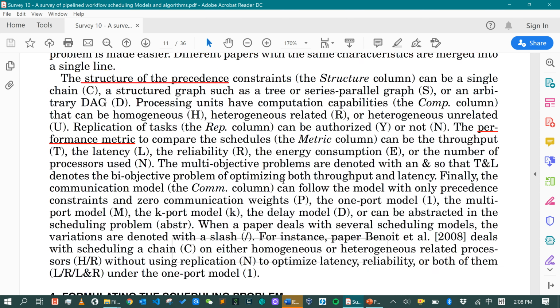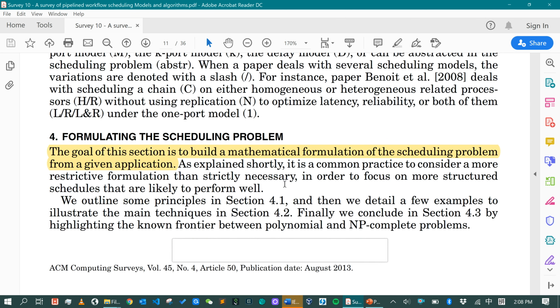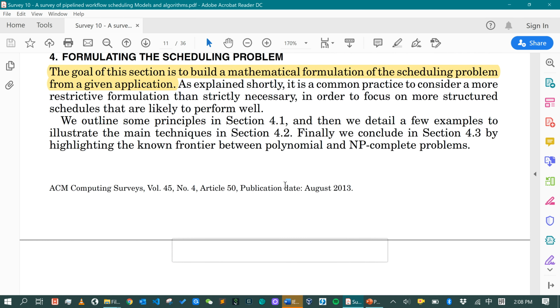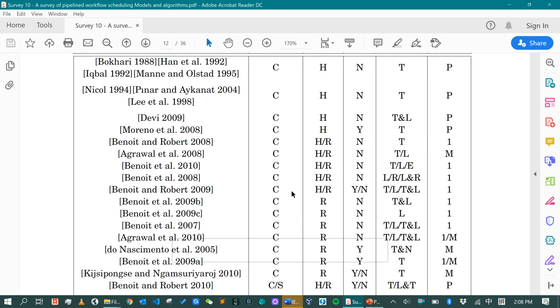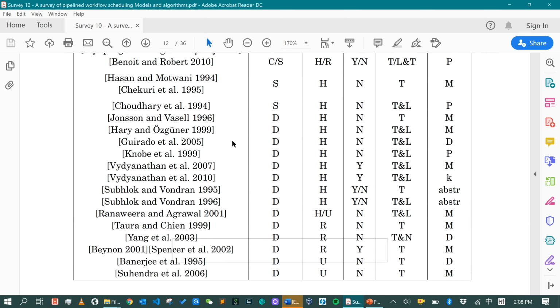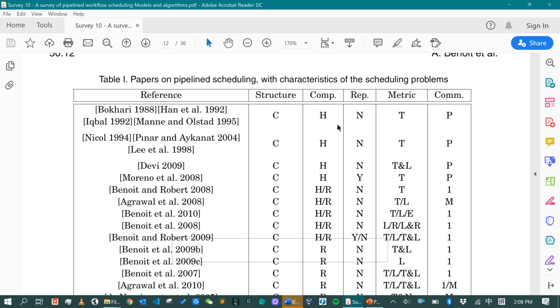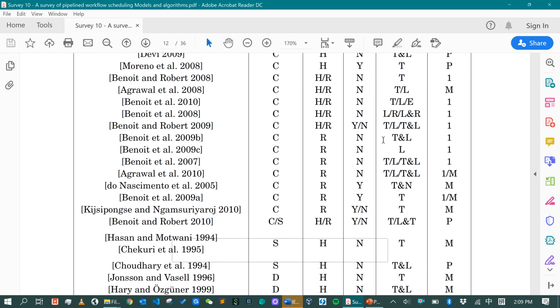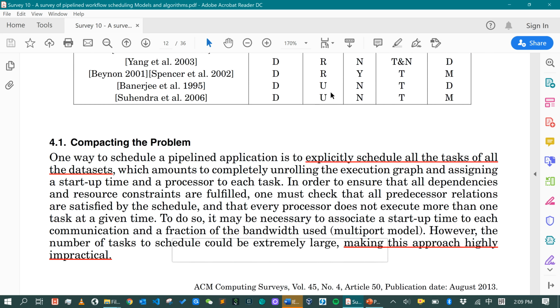Following that, it formulates the scheduling problems, trying to build a mathematical formulation of the scheduling problem from a given application. Here is a chart of the algorithms mentioned in the paper, in terms of different metrics, such as computation, structure, or communication. I think it's a good chart.